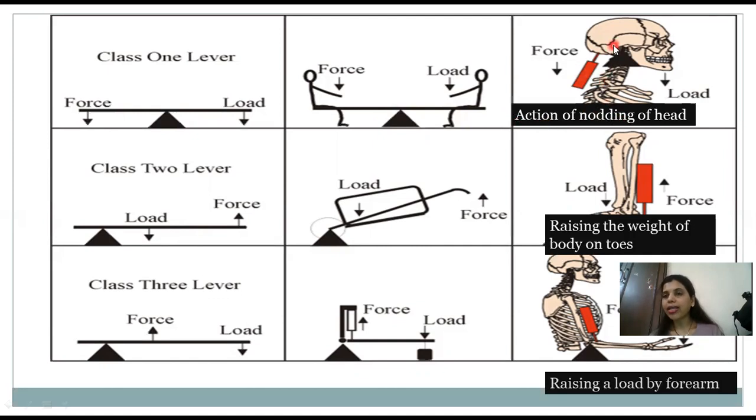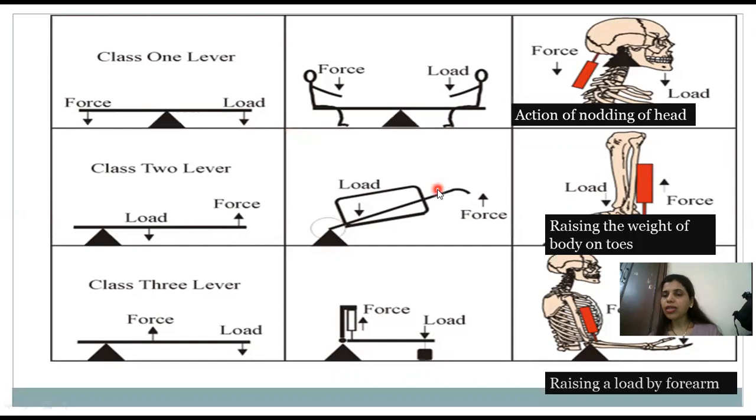When you're nodding your head, the position of the bone, the first vertebra that is fixing the head, acts as a pivot, the fulcrum. Your head is the load, and when you push it with your muscles, that is the effort. So you can see the fulcrum is at the center, and the effort and load are on either side. So this action of nodding of head is related to class 1 lever.